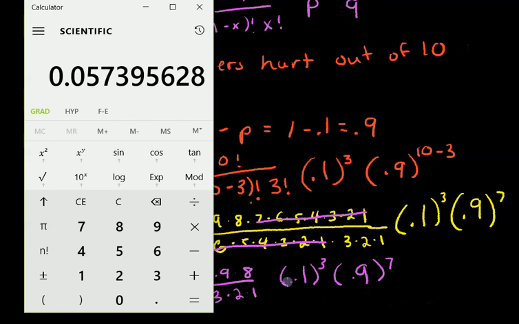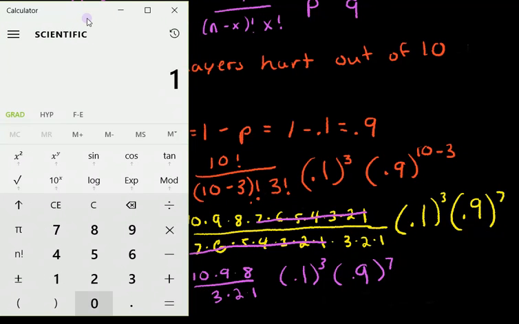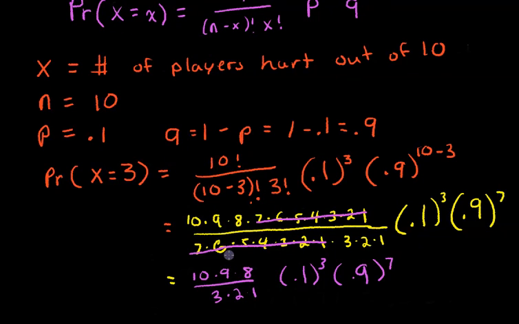Let's pull out our calculator. Let me clear it out. First I have 10 times 9 times 8 divided by 3 times 2, which is 6. Divided by 6, that's 120. Remember this leading number, 120? That means the number of ways you can have 3 players get hurt out of 10, the number of ways you can rearrange that, is 120 different ways.